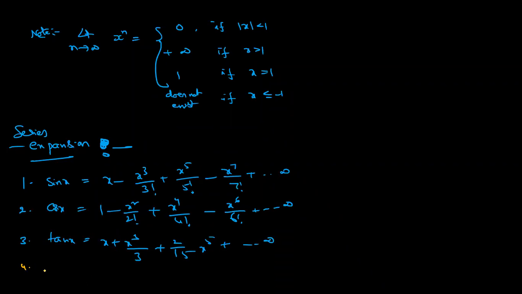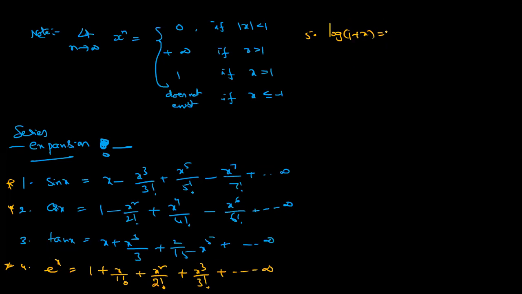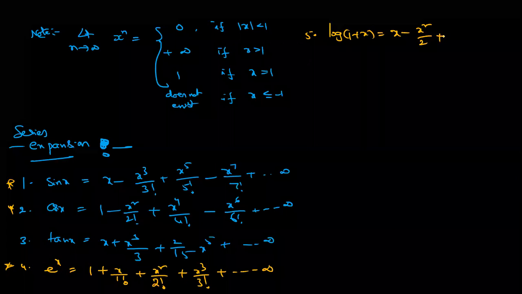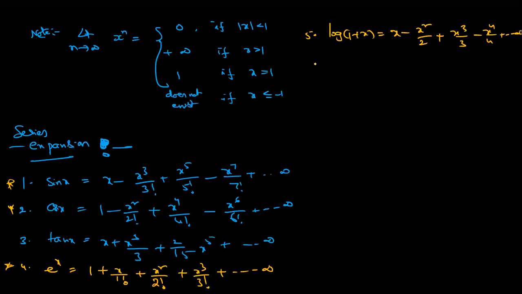Fourth one, e power x. E power x is one of the important formulas, especially e power x we use frequently. 1 plus x by 1 factorial plus x square by 2 factorial plus x cube by 3 factorial, and so on up to infinity. Fifth one, log(1 plus x): x minus x square by 2 plus x cube by 3 minus x power 4 by 4, and so on up to infinity.